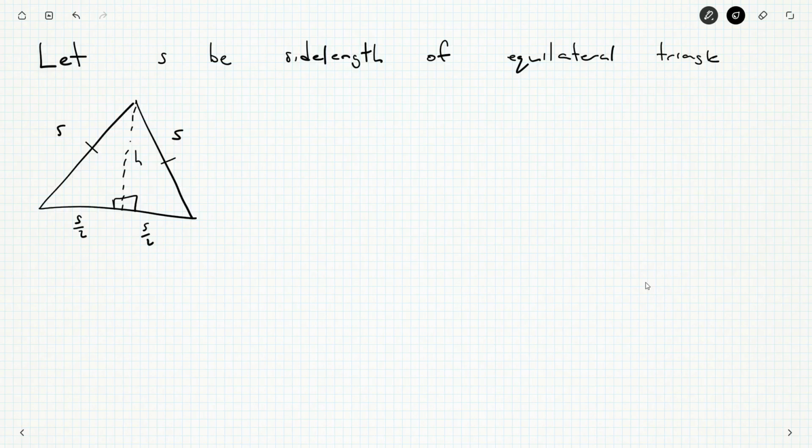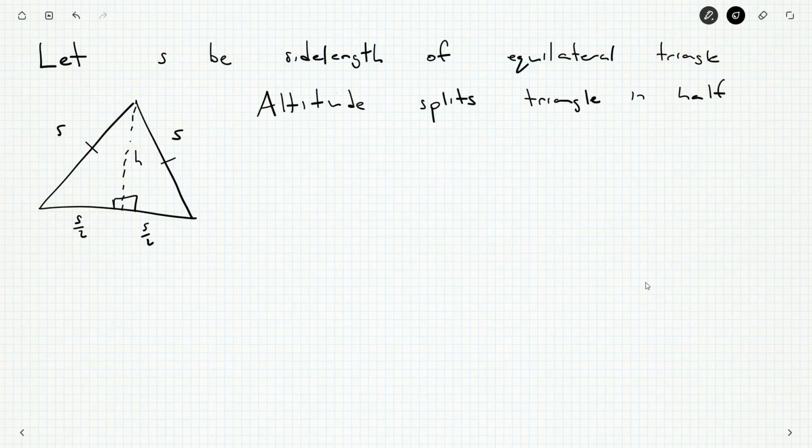Okay. And what do we need? We need 1/2 base times height for the area. So I would probably say something like an altitude splits the triangle in half. And altitudes, by definition, make a right angle there.